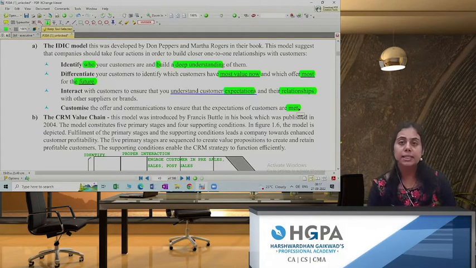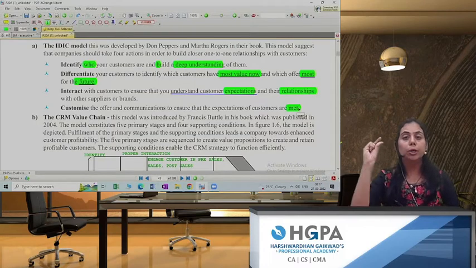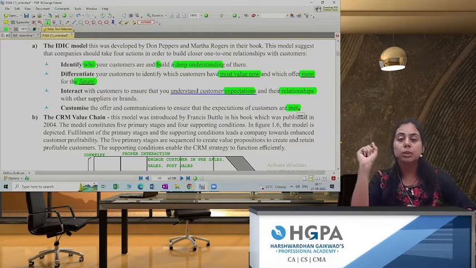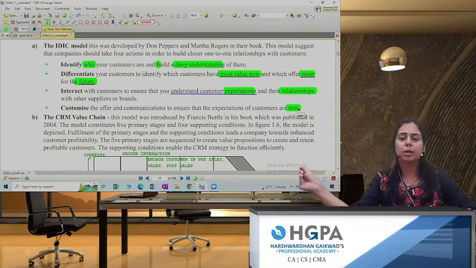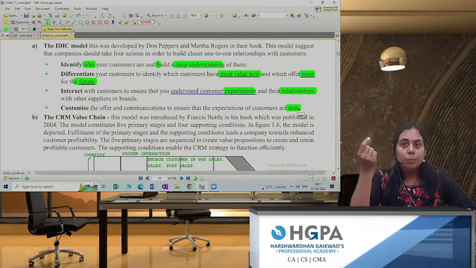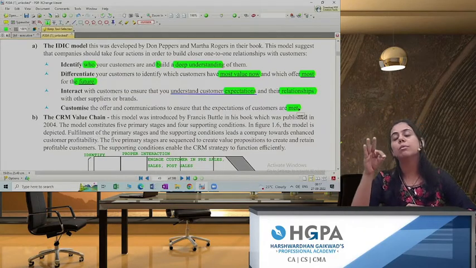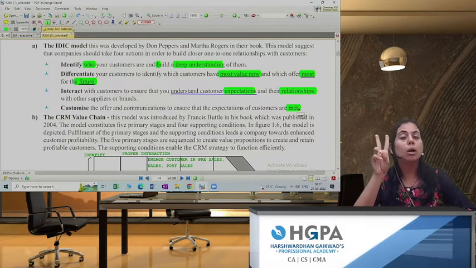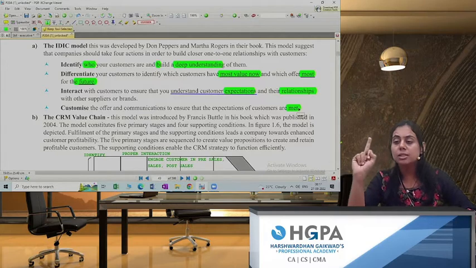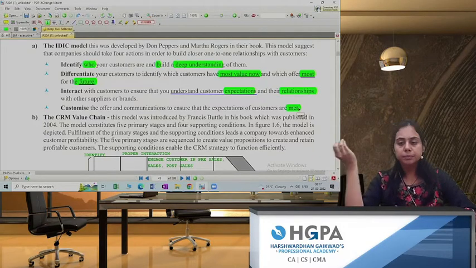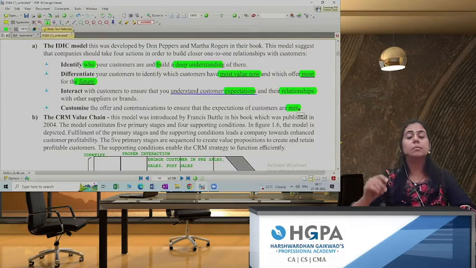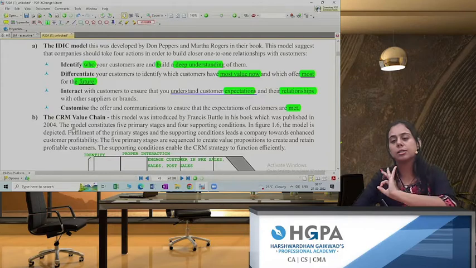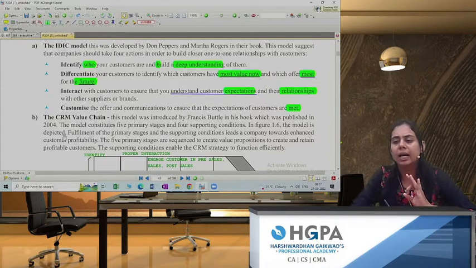So IDIC, let's revise it once again. Remember, these are important words, and it is important to write them in the exam. First comes I. I means who the customer is, and gaining a deep understanding of them. D, Differentiate between who is giving maximum value in the present and who will give maximum value in the future. Interact. We need to interact with them for two purposes: to understand what their expectation is, and to build a relationship with them. And the last point is customize. Customize means when we are able to meet the expectation of the customer. Okay, that is the IDIC model.